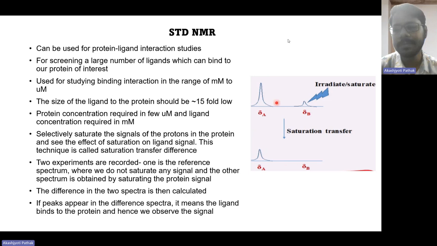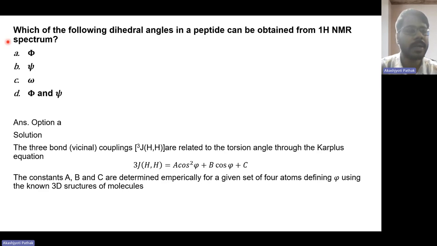If you see that there is a change in peak intensity, this is delta A, this is delta B, this is the proton peak of the protein. You are selectively saturating the proton peak of the protein, and then you are recording the spectra. On saturating this, you see that the signal for the ligand has decreased. So this indicates that there is an interaction between the ligand and the protein. Okay.